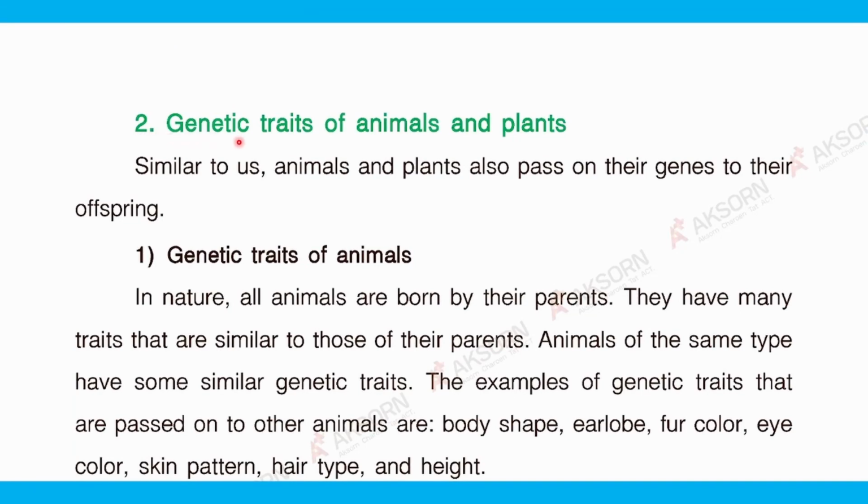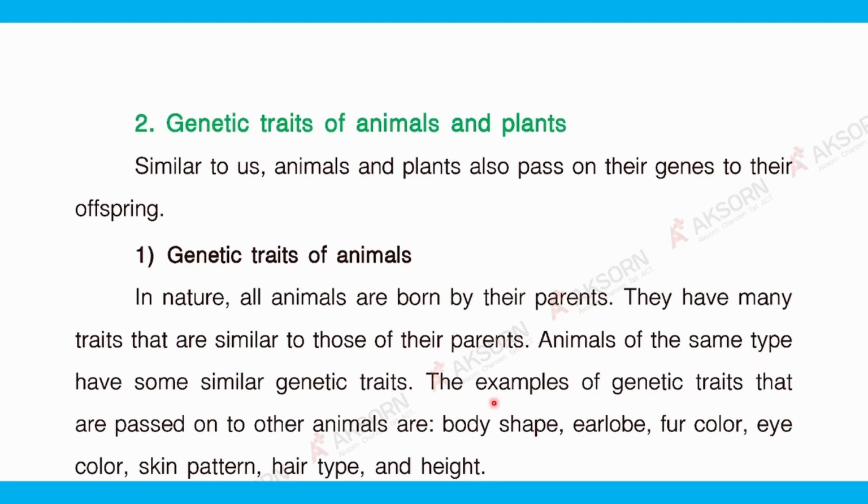Two, genetic traits of animals and plants. Similar to us, animals and plants also pass on their genes to their offspring. 1. Genetic traits of animals. In nature, all animals are born by their parents. They have many traits that are similar to those of their parents.